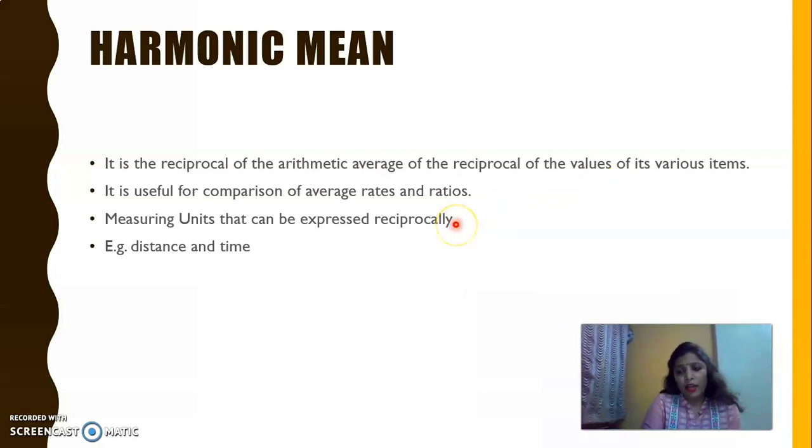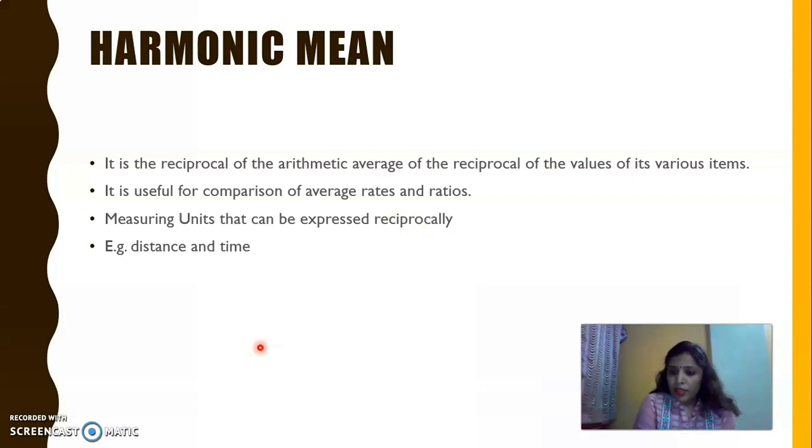Now this again, like arithmetic mean, is based upon all the observations. It is rigidly defined. It is not affected by sampling fluctuations, and it's a good measure of central tendency. Now the application of this harmonic mean is in those cases when we want to calculate average rates or take the average of ratios, and it is specifically applied in those situations wherein the measuring units can be expressed reciprocally. For example, distance and time.